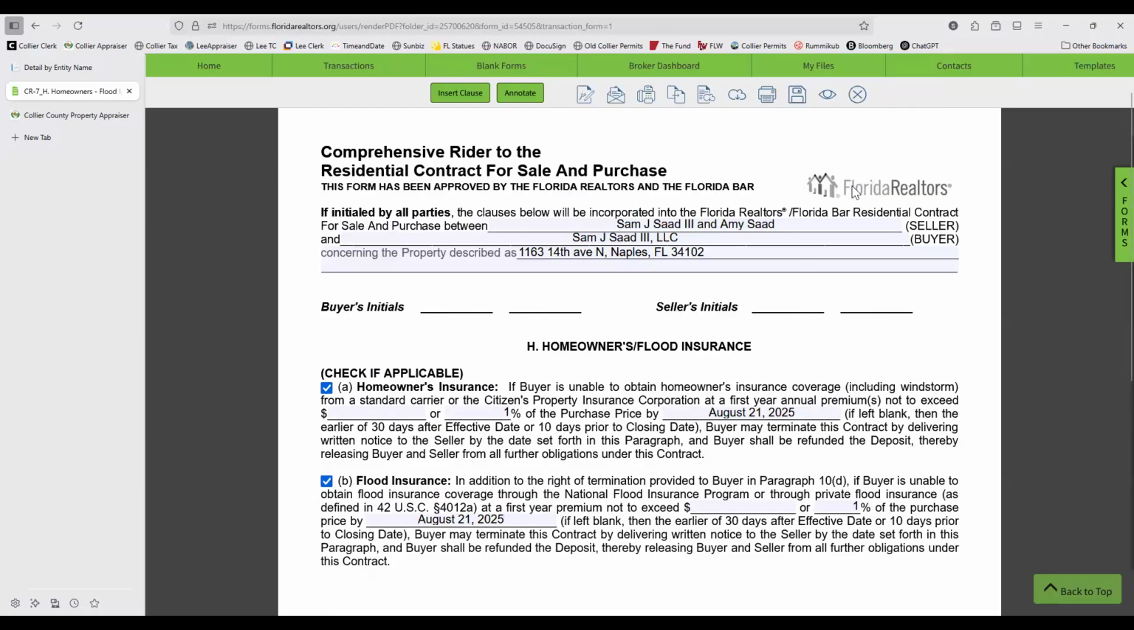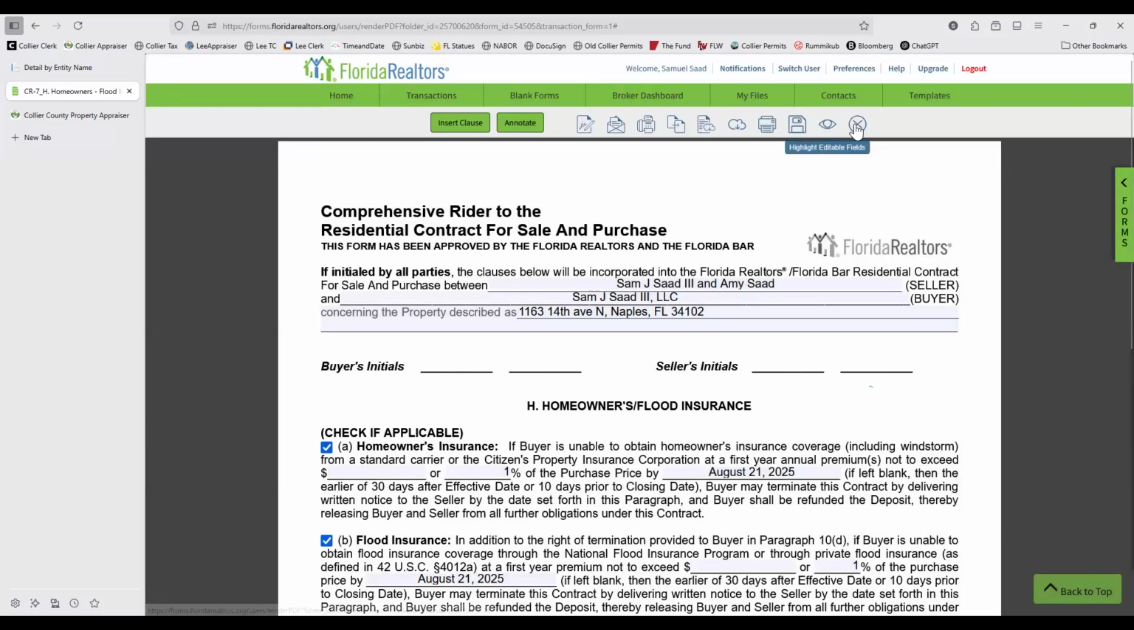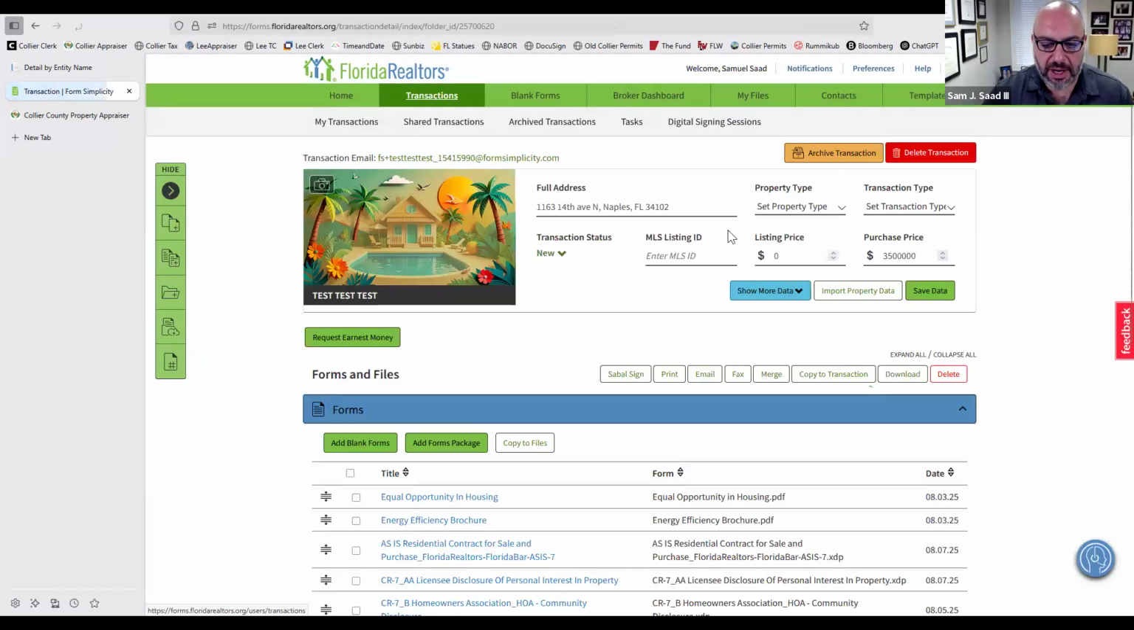Sam, do they have this form for neighbor? They do not. We're working on it. It's probably going to come out soon. I prepared one and we're working on it.